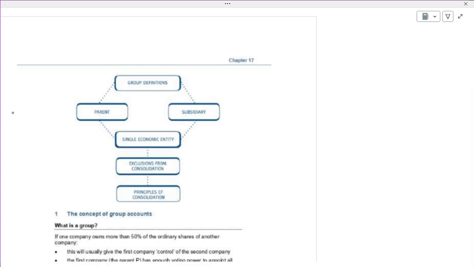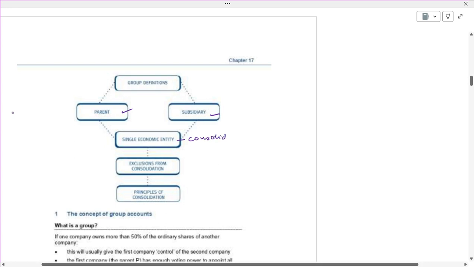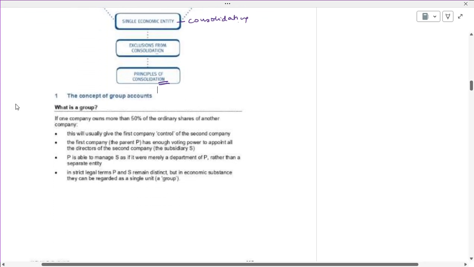Now, there is a group definition. What is the parent? What is the subsidiary? A single economic entity means we are consolidating the parent and subsidiary into one. We will merge the financial statements of the subsidiary with the parent company. Some exclusions from consolidation, and what the rules of consolidation are. I have already explained the entire chapter, more or less.